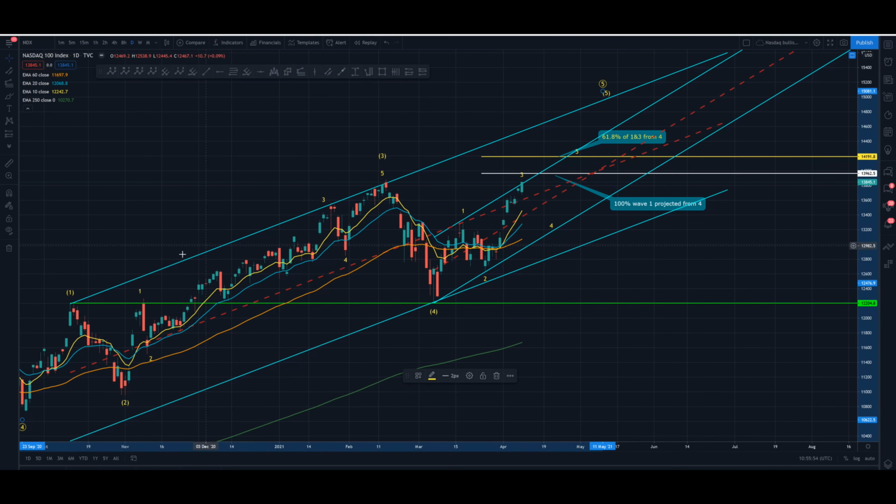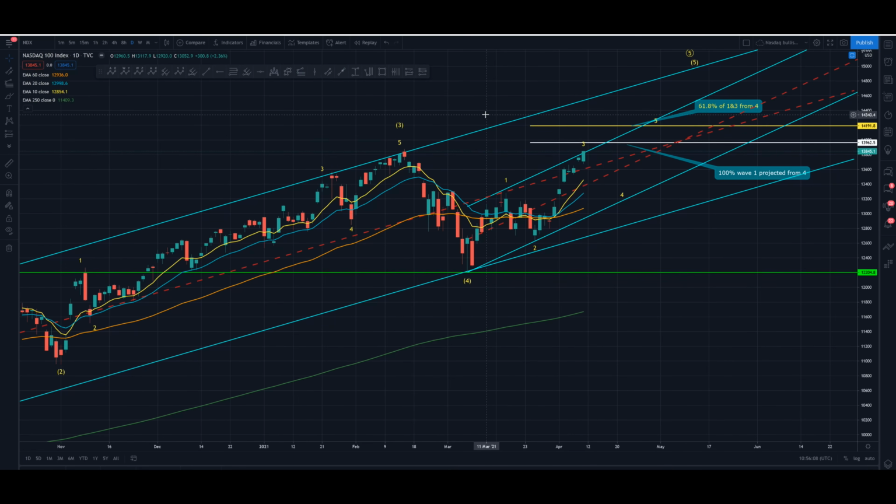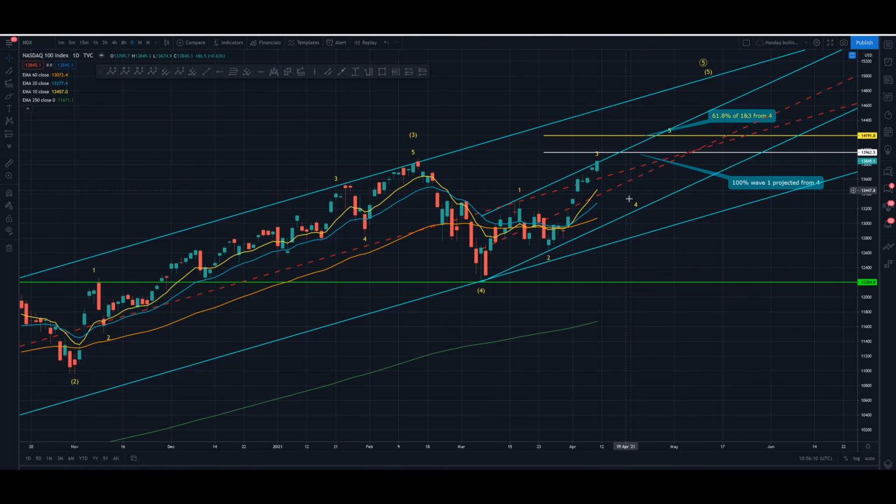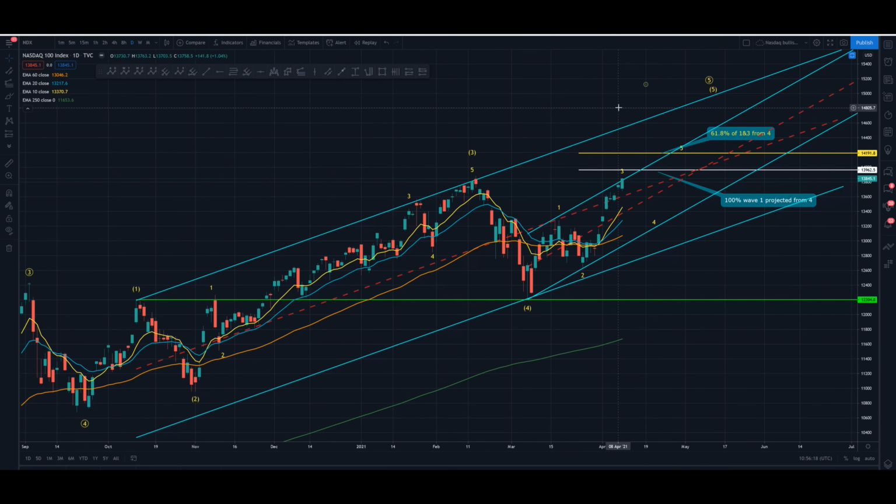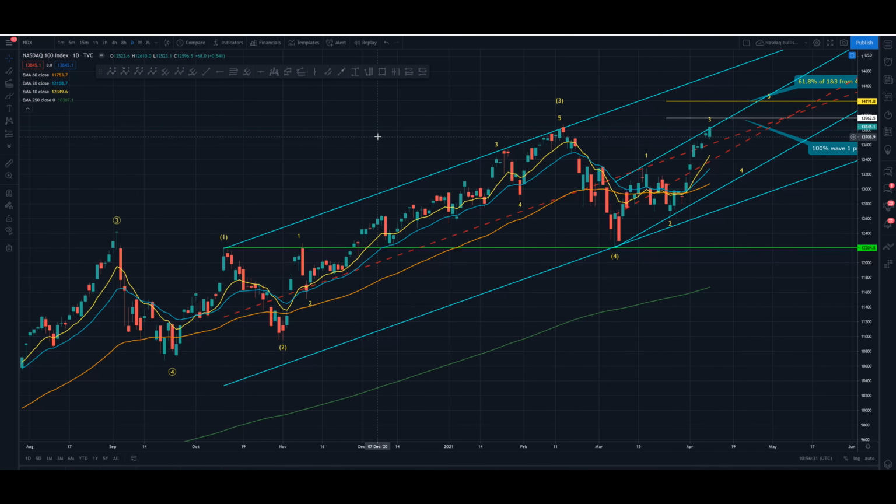So we've got the channel to look at, we've got the 100% projection of wave 1 from 4, and we've got the 61.8% extension of 1 and 3 from 4, all up here waiting for us. But the second we take out that high, probably Monday or Tuesday, unless we turn around into this 4, or the bearish count is somehow miraculously right and turns around at the last moment, then we have to project the NASDAQ higher, potentially 15 grand up here. Okay, could keep pushing until we see some kind of reversal or rejection. We've got to keep projecting higher now in the short term. Okay, so that's the simplified bullish count for the NASDAQ.